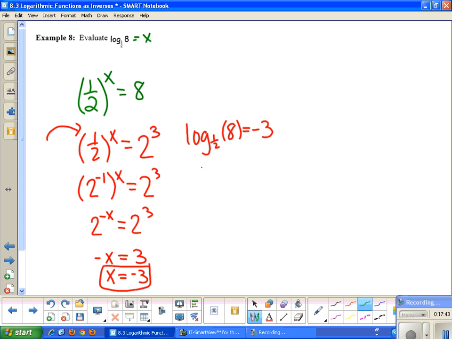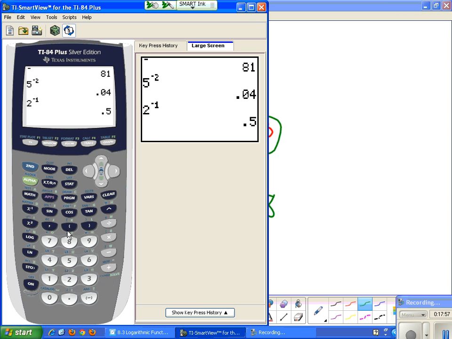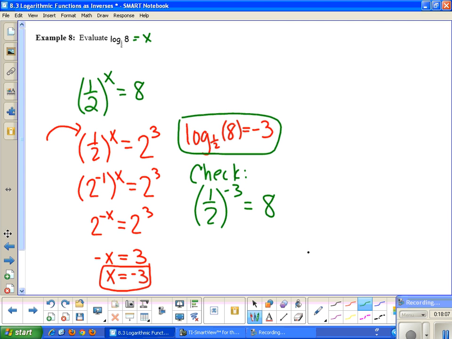So if I want to check, I should be able to do 1/2 to the negative 3rd power, and that should be equal to 8. So you can always check again using your calculator. So 1/2 to the negative 3rd power, enter, notice I get 8.